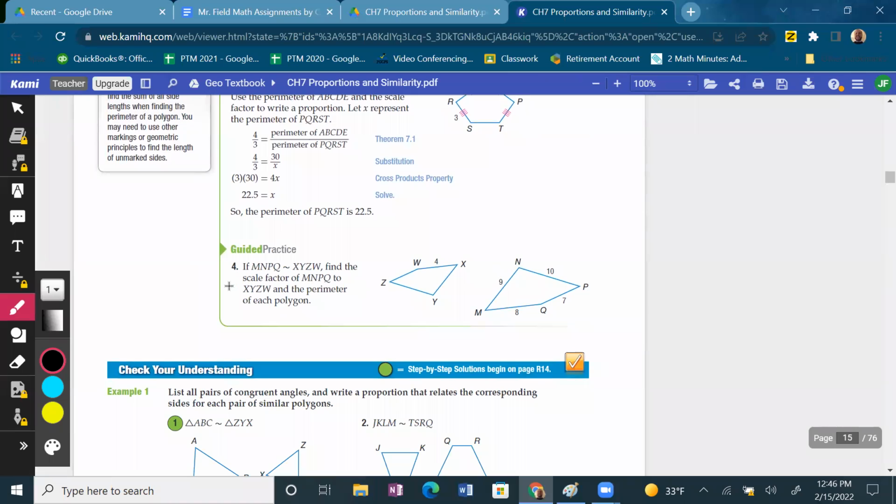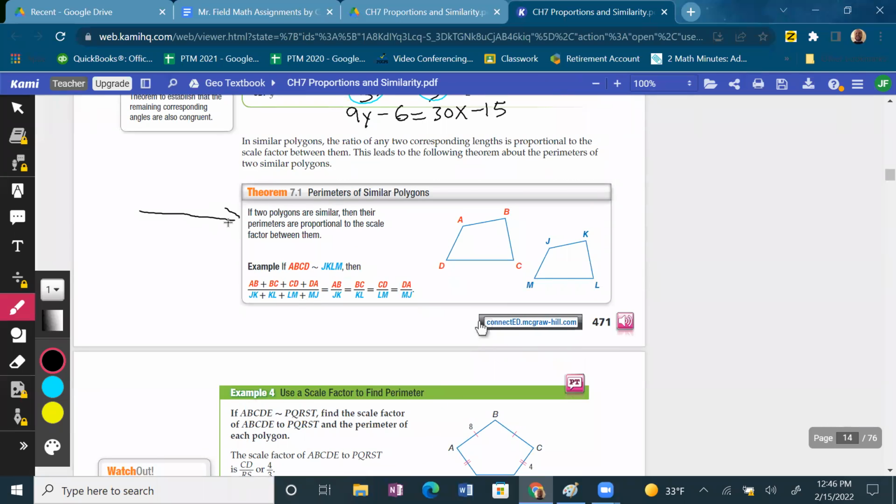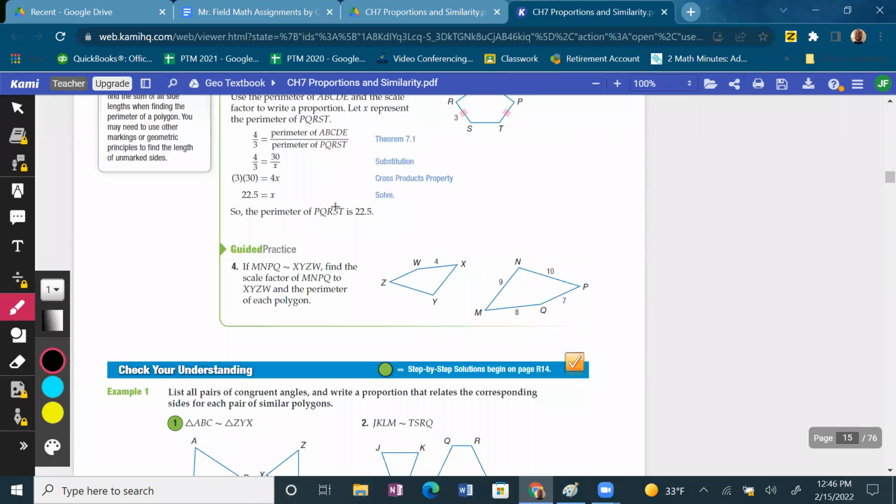Okay. So the perimeter. Now here's the thing. We have theorem 7.1. If two polygons are similar, then their perimeters are proportional. That means if you divide their perimeters, it would also be the same number, just like we got the 1.25 earlier. So find the scale factor of MNPQ to XYZW, and the perimeter of each polygon.